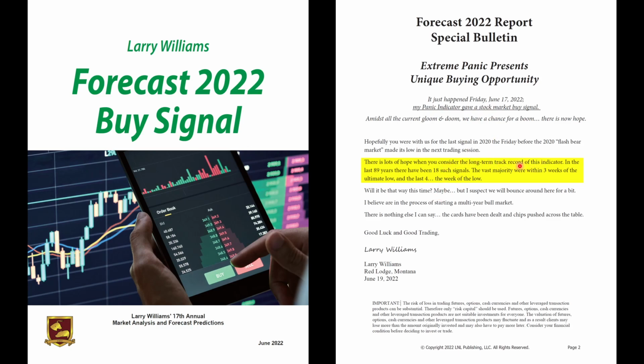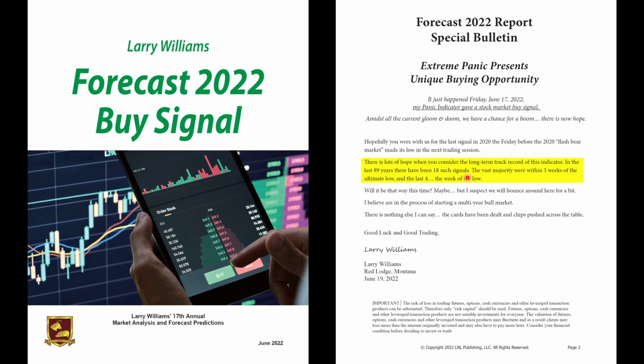This track record indicator, in the last 89 years, so we'll just call it a century, has had 18 such signals. The vast majority were within 3 weeks of the low, and the last 4 within 1 week of the low. Okay? So immediately right there, this introduces bias into your thinking, because now you're going off statistics. Well, it should do that, shouldn't it? Because if the last 18 were this, and the last 4 consecutive were within 1 week of the low, therefore it should, there's that word again, should do this.